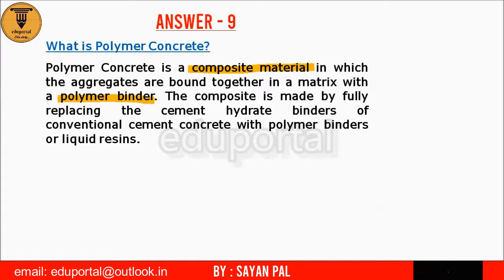The composite is made by fully replacing the cement hydrate binders of conventional concrete with polymer binders. So we know that in conventional concrete, the cement hydrates act as binder, but in case of polymer concrete, we replace these cement hydrates with the polymer binders.